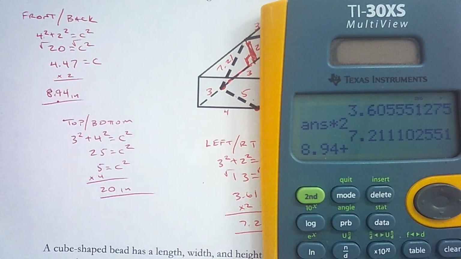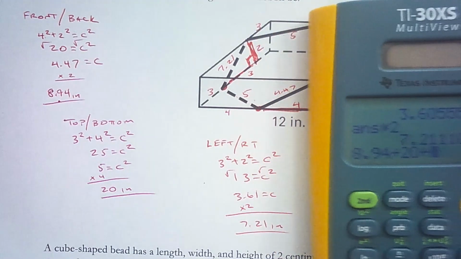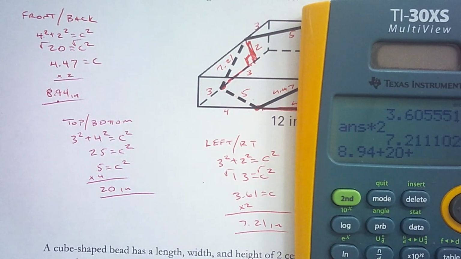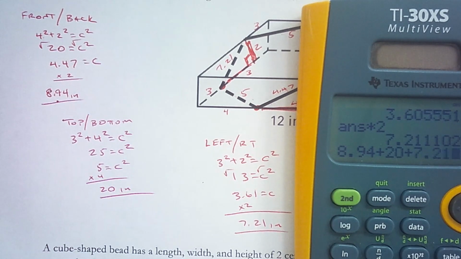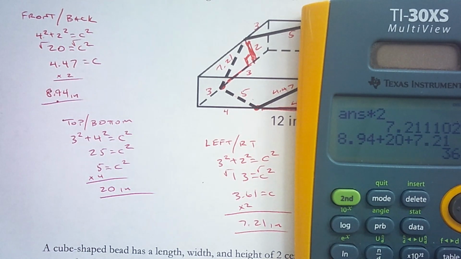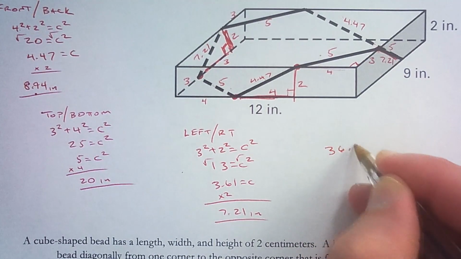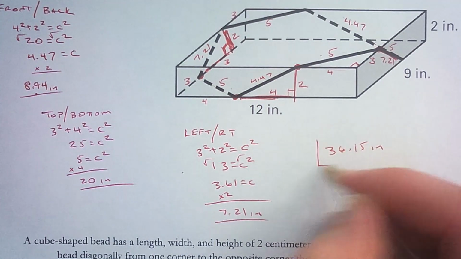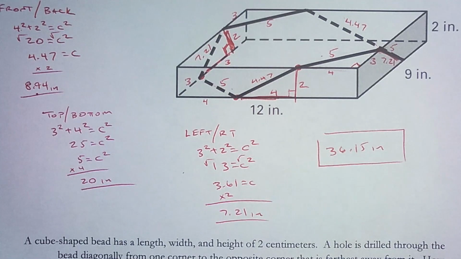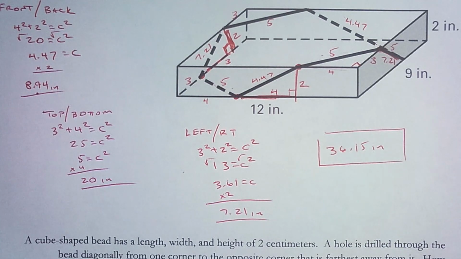For the top and bottom, I have a total of 20. And for the left and right, I have a total of 7.21, for a total of 36.15 inches. So that's how much ribbon I need, plus some extra, so I have enough to actually make the knot.